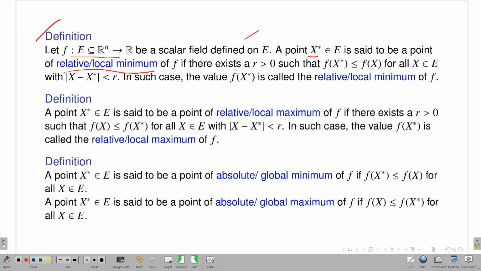Now, the term relative or local means I want to talk about the minimum locally. Locally indicates that you have to somehow talk about a neighborhood of that point, and that actually reflects in the definition. It says that if there exists a positive number R such that f of x star, the value of f at x star, should be dominated by the value of f at x for all x in E with the norm, mod of x minus x star.